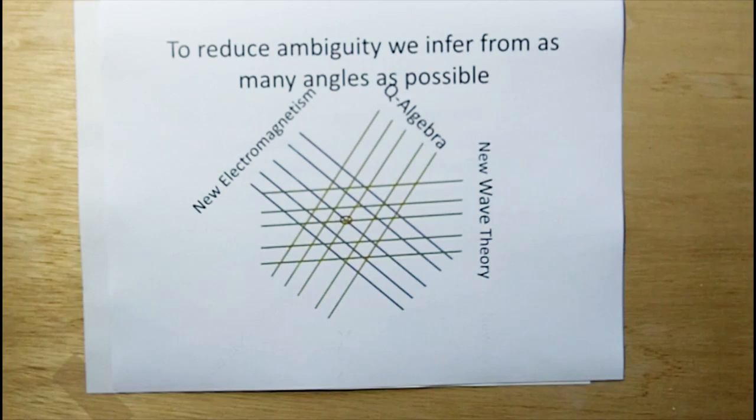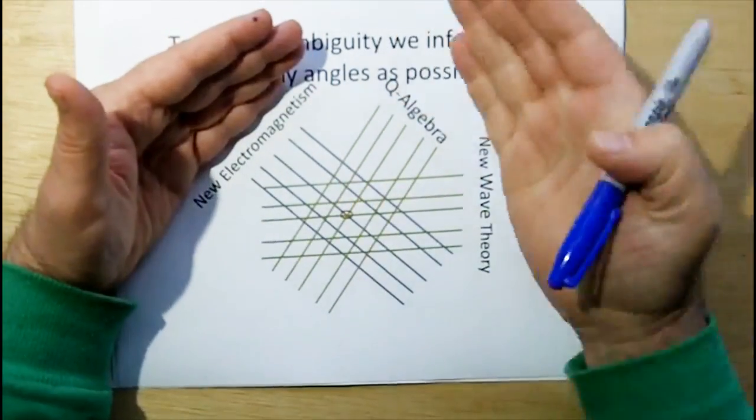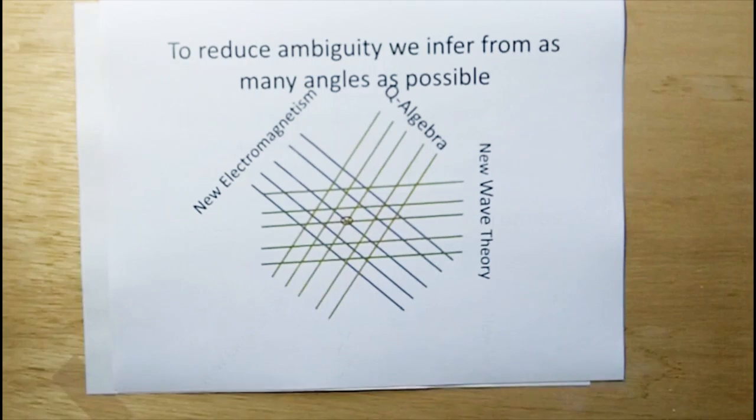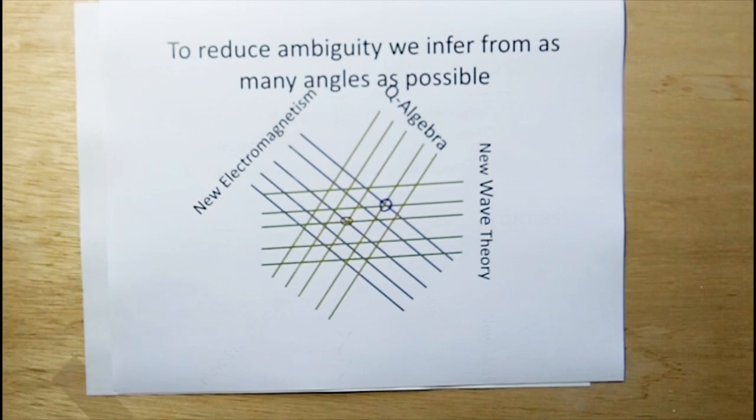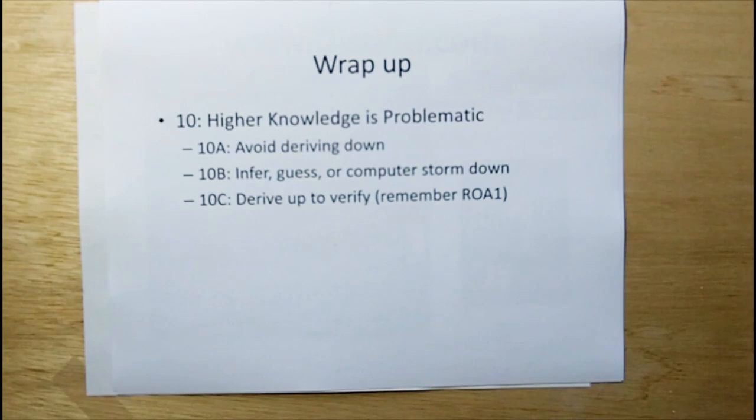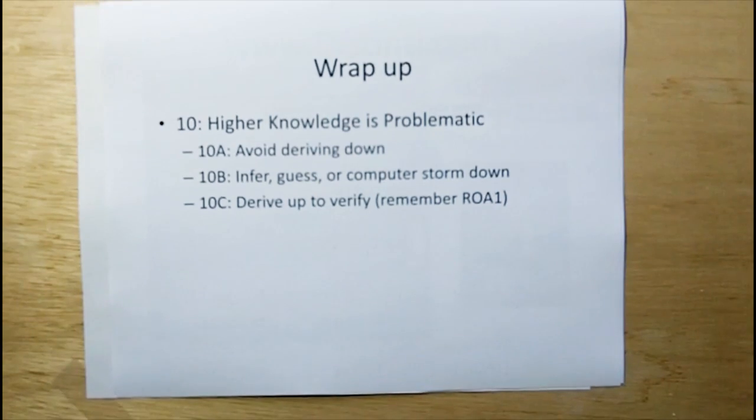So when going down, the best thing to do is reduce the ambiguity by going down from as many angles as possible. From the lower echelon, we're going to pick as many things as we can from the outside. And where they intersect is hopefully the more fundamental model. And hopefully they don't intersect at other areas, which would cause us to do more disambiguation. Wrap up. Higher knowledge is problematic. Avoid deriving down. 10b: infer, guess, or computer storm down, preferably computer storm. And 10c: derive up to verify. But remember, just because you verify does not mean, rule of acquisition 1, it's 100% true. It's pretty good, probably. If it explains more, that's golden. You're probably better off that you have a good lower model.